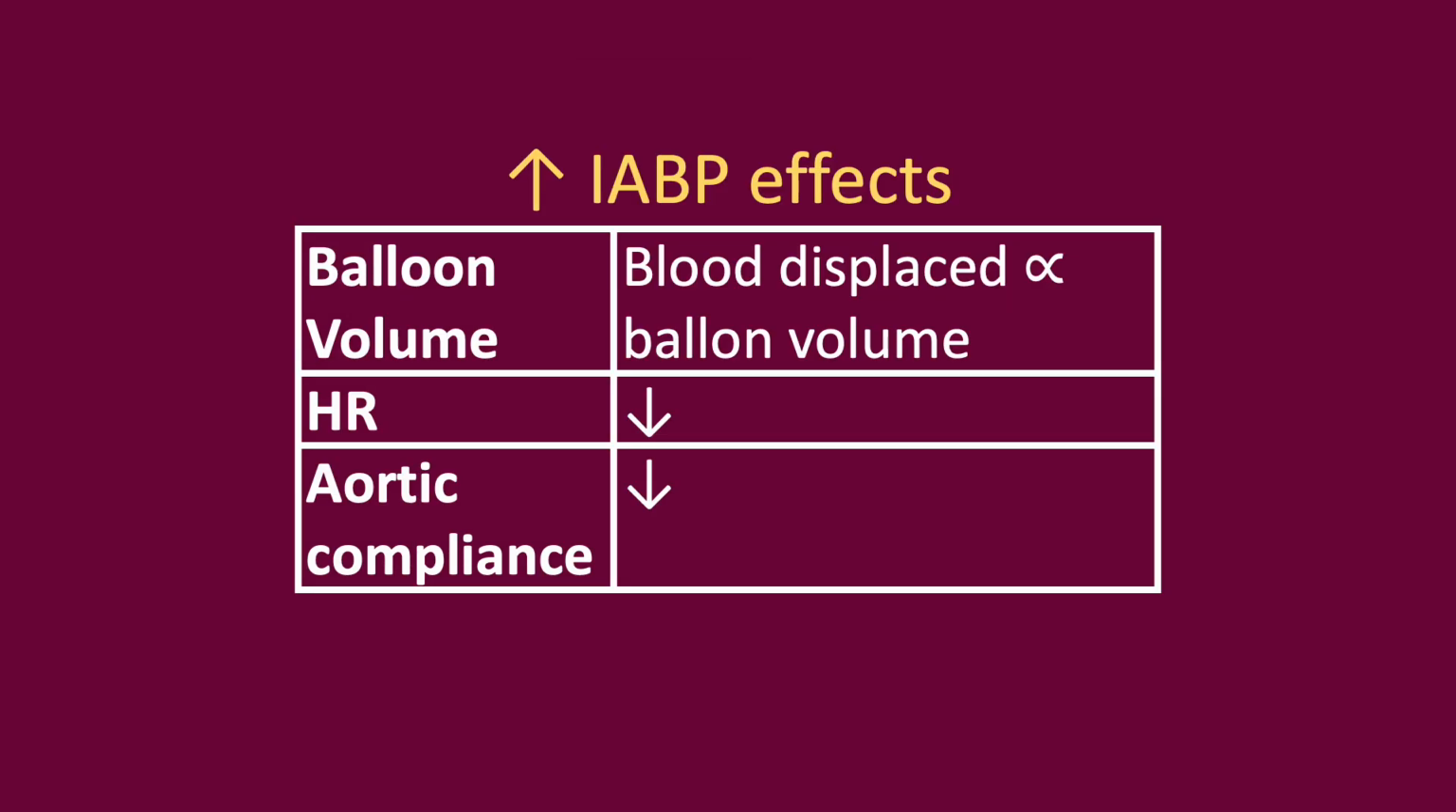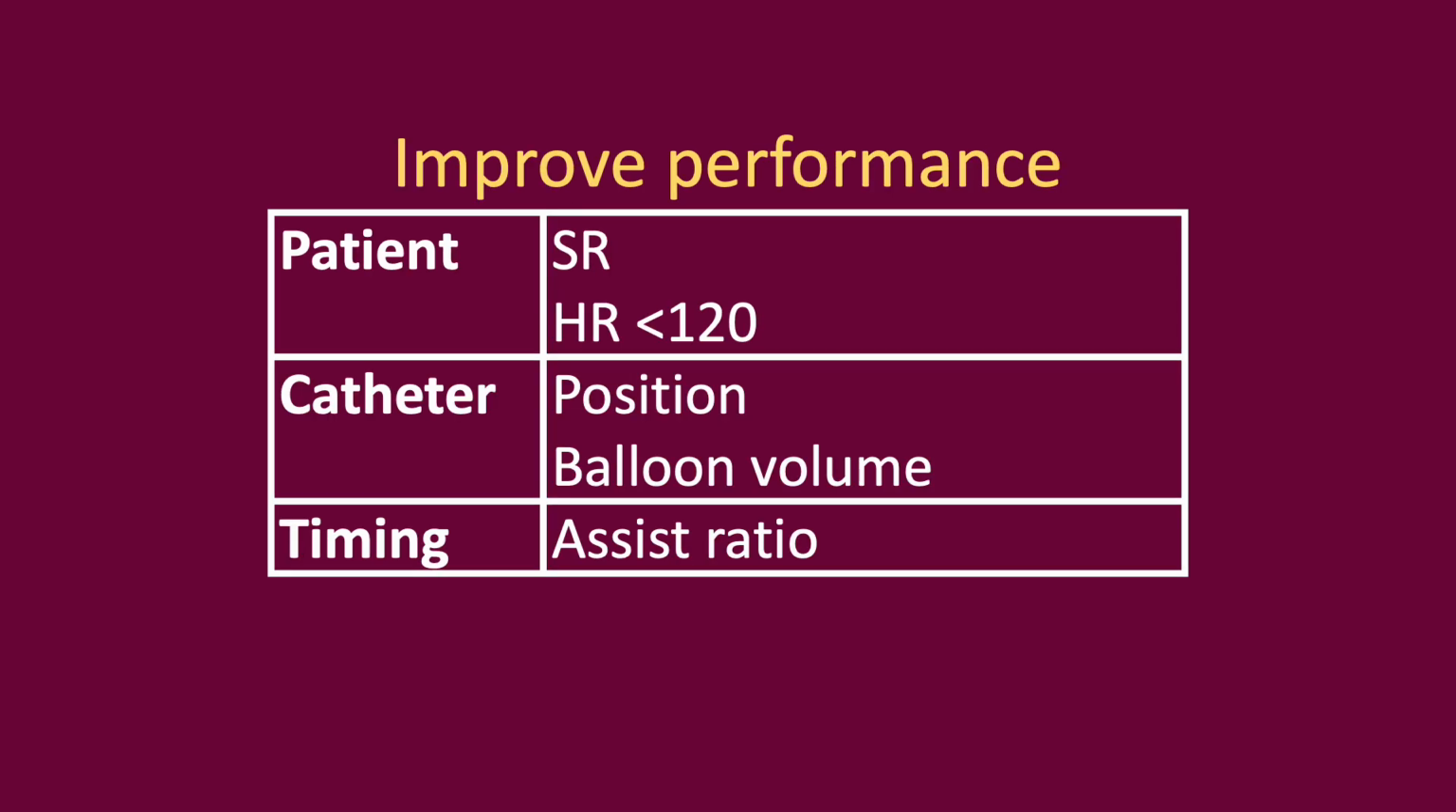The size of the effect of the intra-aortic balloon pump relates to three main factors: balloon volume, i.e. blood displaced is proportional to the volume of the balloon. More blood is displaced with a larger balloon volume. The heart rate. The LV filling times are inversely proportional to the heart rate, i.e. a shorter diastolic time produces a lower augmentation per unit time. And finally, the aortic compliance. As the aortic compliance decreases or SVR increases, the magnitude of the diastolic augmentation also increases. Improved performance is seen in patients with a sinus rhythm, a heart rate less than 120 beats per minute, a correctly placed catheter and balloon volume, and an appropriate assist ratio.